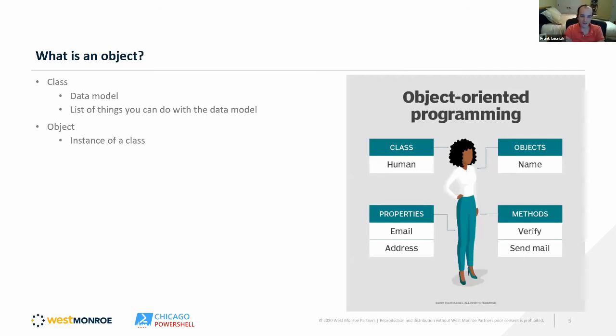But really, when you talk about objects, the first thing is classes, right? You have to understand what a class is, and I'm being simplistic here, but it's really a data model plus a list of things you can do with it. That's the simplest way I can explain what a class is. And an object is an instance of that class. I stole this graphic off TechTarget. Thank you, TechTarget. An example of a class would be a human.